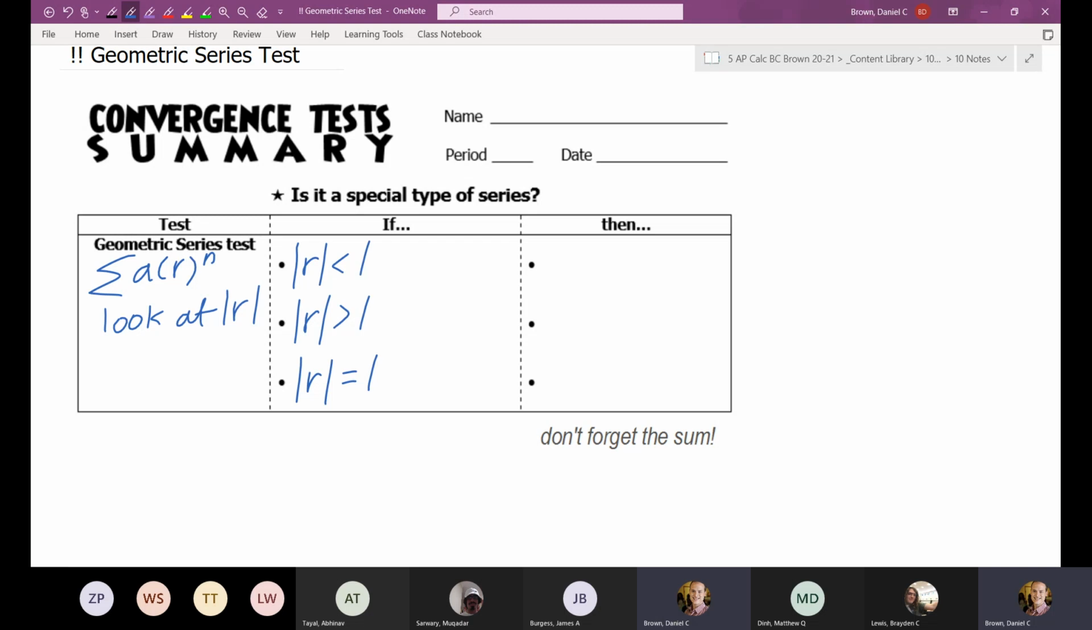If your R is less than 1, are those terms going to be getting smaller or getting larger as you go to infinity? Smaller. You're multiplying by a fraction, so they're getting smaller. Those geometric series are going to converge. If R is bigger than 1, those terms are going to be getting larger, and that's going to be a geometric series that diverges.